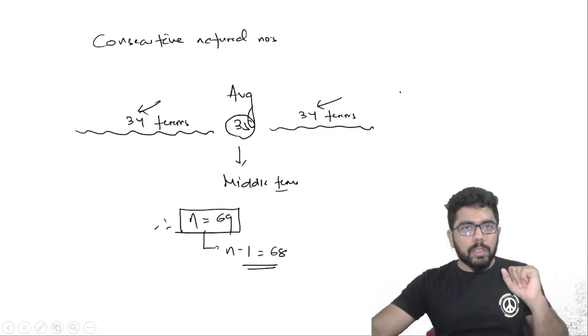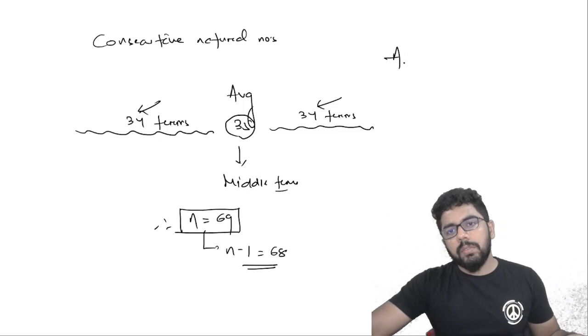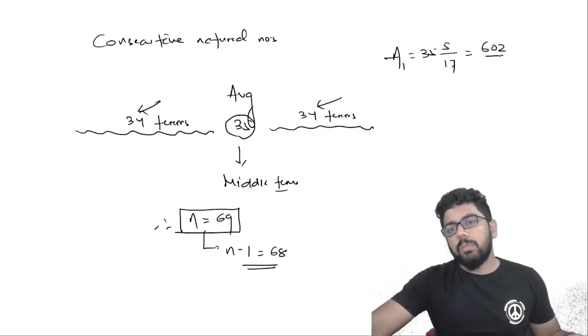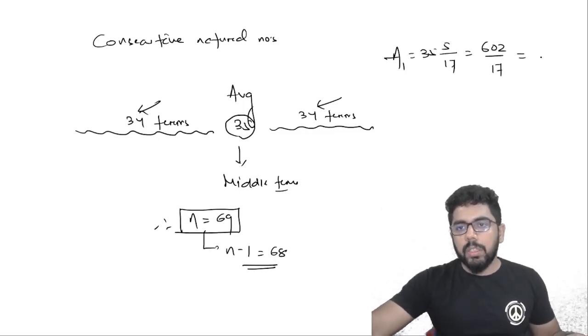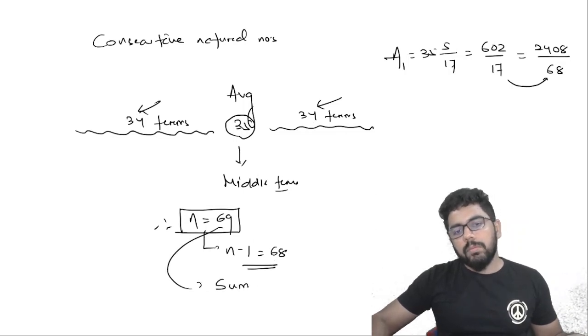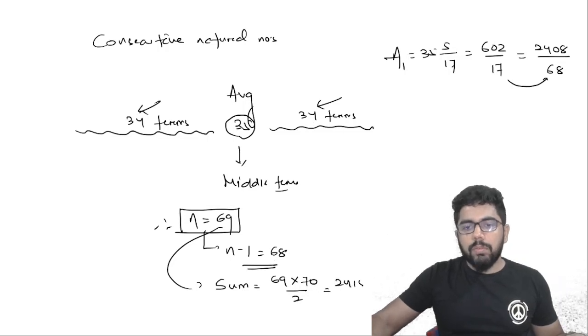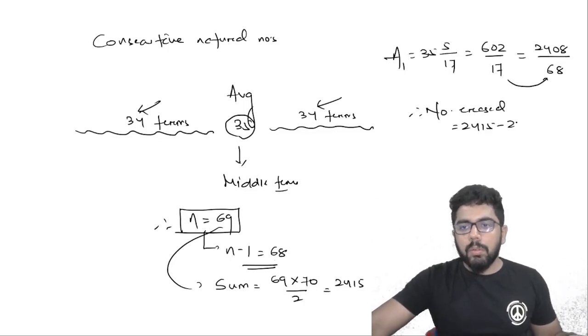So that is when you can understand, okay, I don't need to multiply by 2, then 3, then 4 and check. I know that the average given here is 35 whole 5 by 17, which we got as 602 by 17. So what I need to do is make this denominator 68. So this is 2408, and when you are taking 69 terms, the sum is 69 into 70 by 2, which is 2415. Hence the number erased is 7, which is 2415 minus 2408.